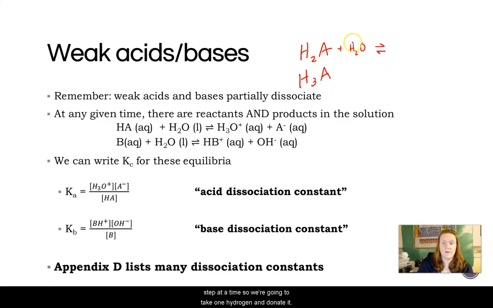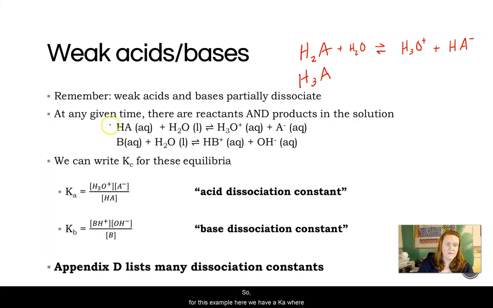So we're going to take one hydrogen and donate it to the water. And that's going to leave us with one H and an A, and it's going to be a negative charge now. There, of course, is going to be another step then because you have this hydrogen that can be lost, but you need to do it step by step or else you can't compute anything meaningful. Because our Kas are always defined by one single step of an equilibrium reaction.